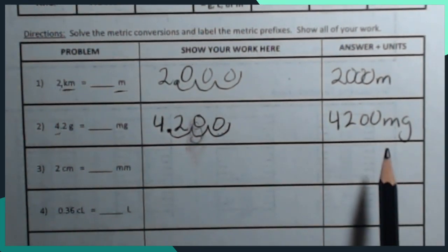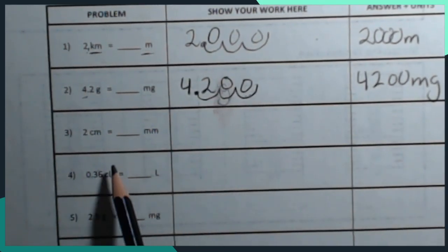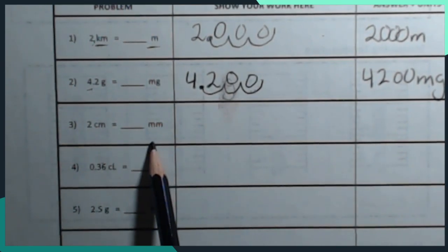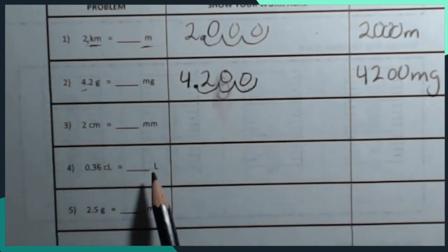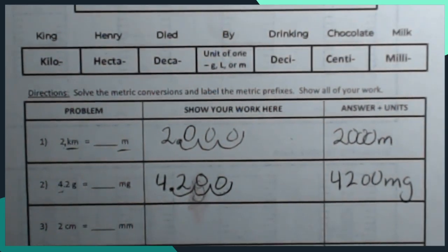All of these are not going to be very large numbers. Some of them will be really small. Some of them will be really big. Okay, we have centiliters, we got centimeters to millimeters, we got centiliters to liters, we got grams to milligrams, milliliters to liters. There's a whole bunch of these like this. But that is all you need to do with this page.